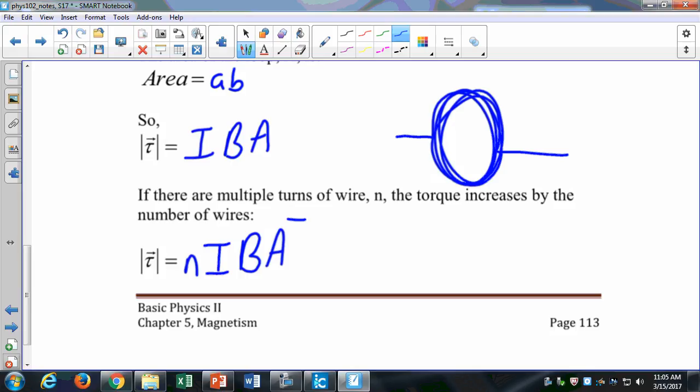This is on your equation sheet. Notice it's related to the current. So more current, I get more torque. It's related to the magnetic field. More magnetic field, I get more torque. More area of my coil, I get more torque. And if I have more turns, I get more torque as well.